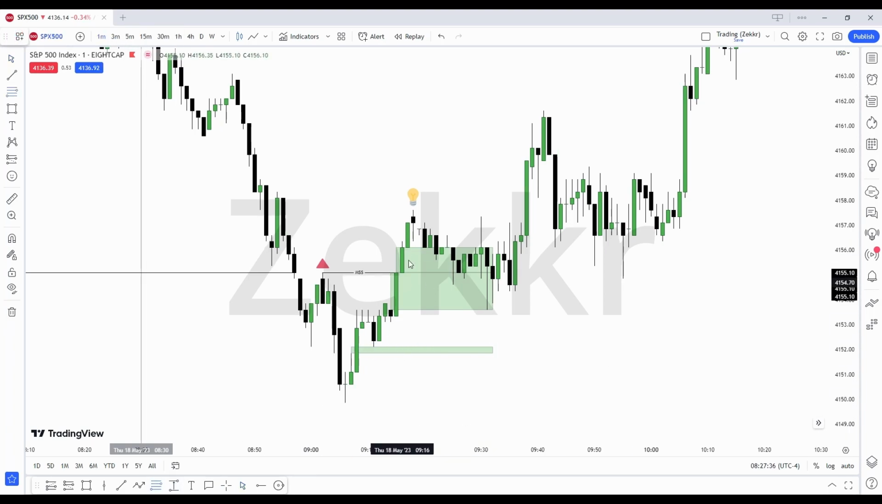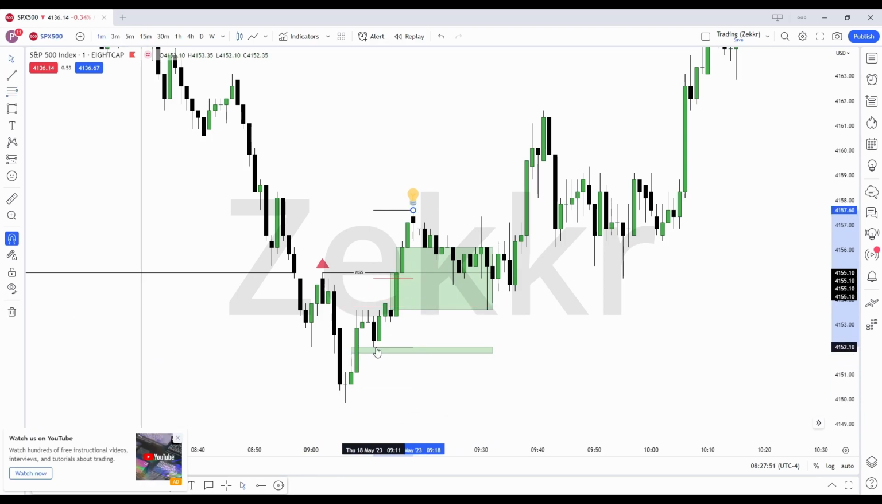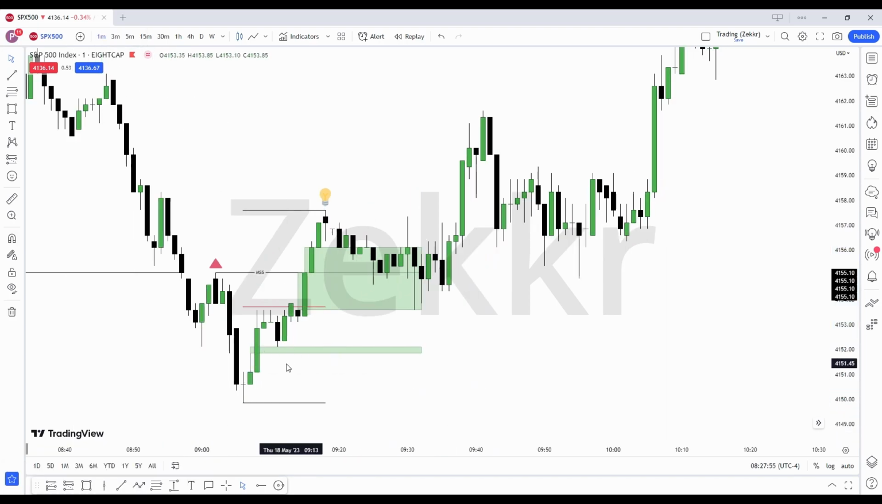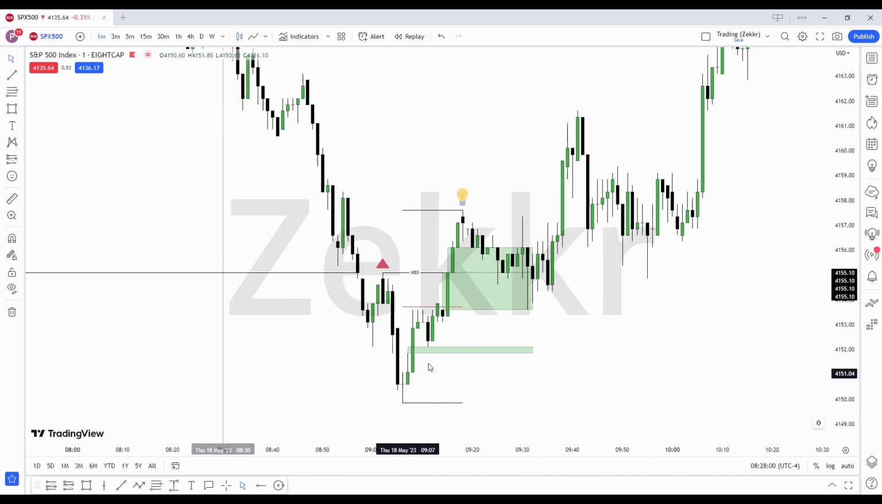As I told you, if we have multiple fair value gaps, take Fibonacci from the most recent high, because there's a fair value gap. If this low filled this fair value gap, then we would use that high, right? If this low filled the fair value gap, we would use that high, but because there's still a fair value gap, we use that high. Because we also need to cover all fair value gaps.